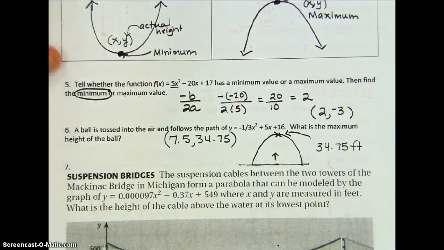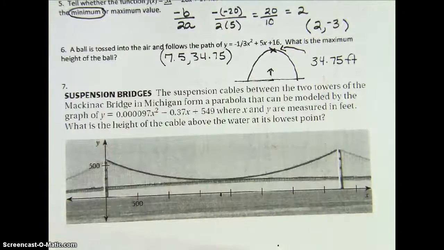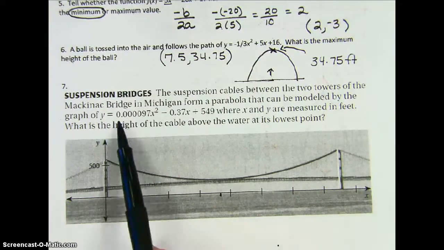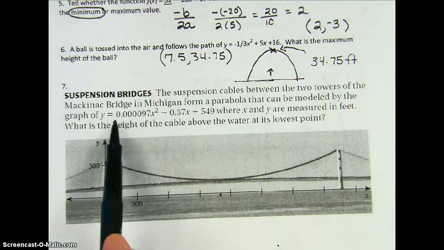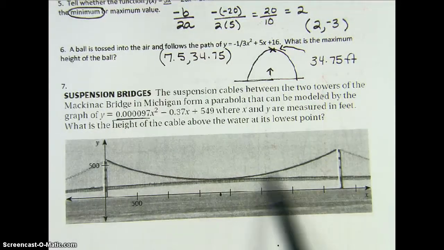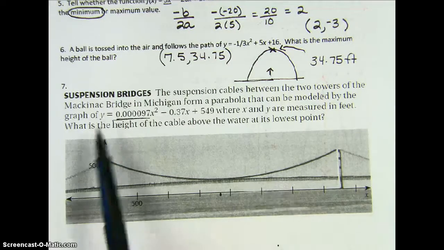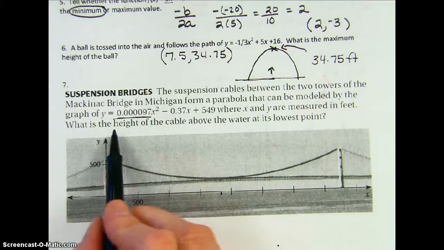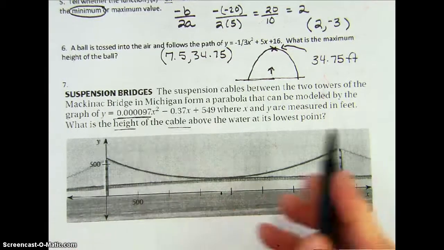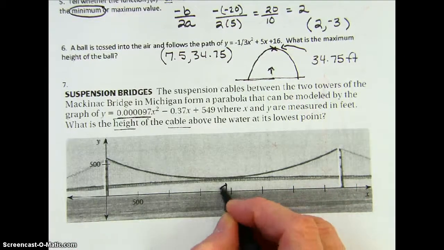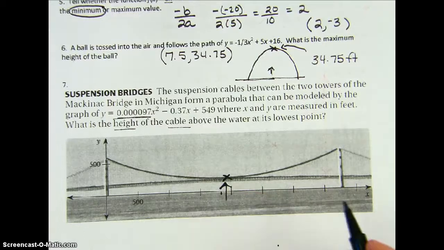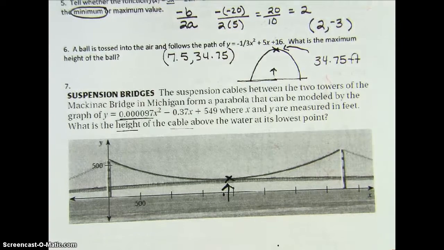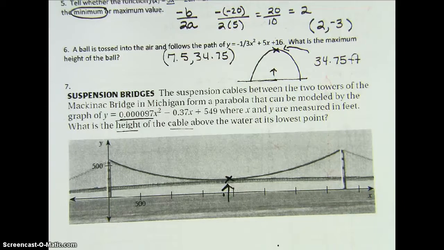And now the last problem deals with the suspension bridge. This one happens to be in Michigan. And you have this equation here. Notice how stretched out the graph is. Notice it's positive, so it's going up. And it's wanting you to find the height of the cable above the water. So you're actually looking for that vertex right there. So pause the video, use your calculator, and see if you can come out with the vertex.